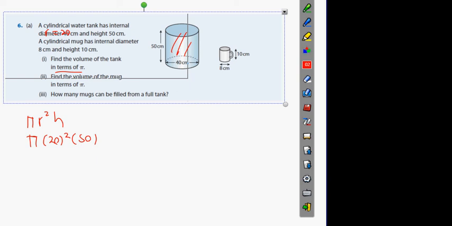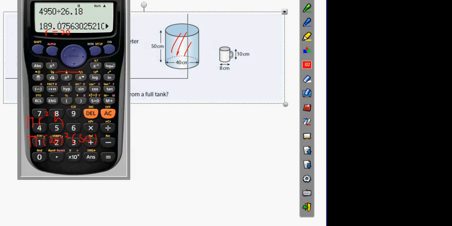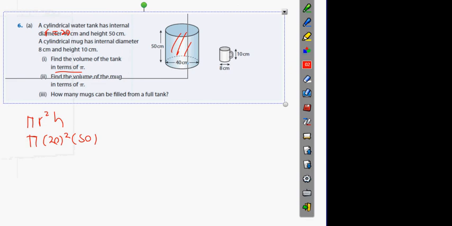Let's check that out now. So what we get is pi multiplied by 20 squared, multiplied by 50. We get 20,000 pi. Okay, so that there's 20,000 pi, and 20,000 pi is the first answer.